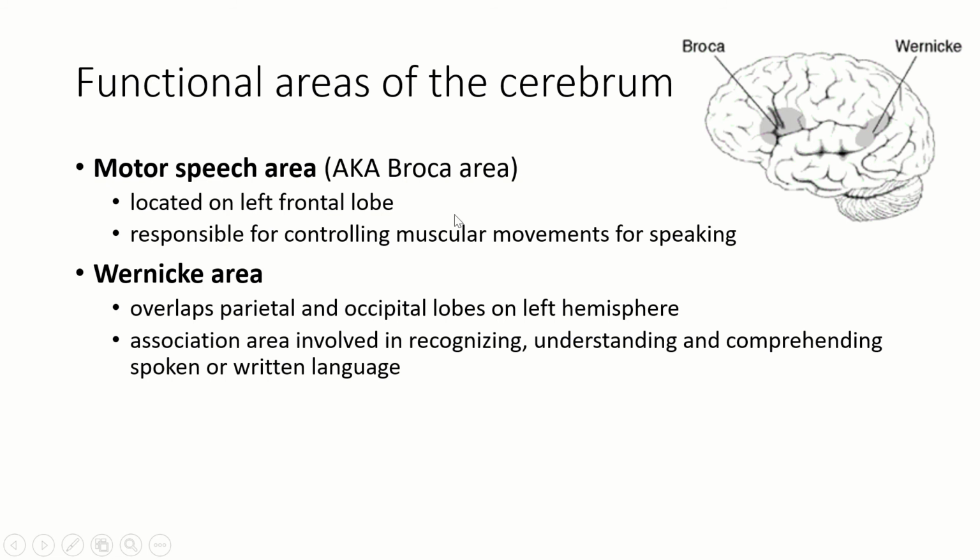So someone who has damage to Broca's area will know exactly what they want to say. They understand everything being said to them. They know what they want to say, but they can't make the word.